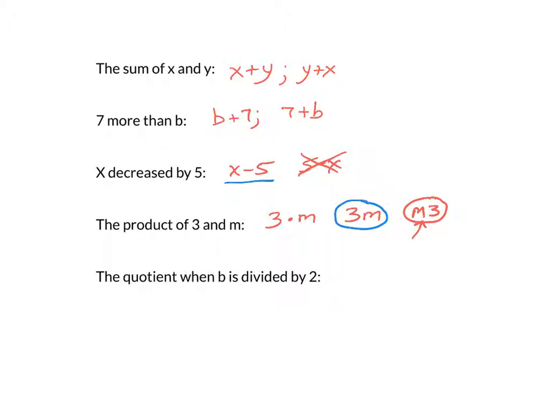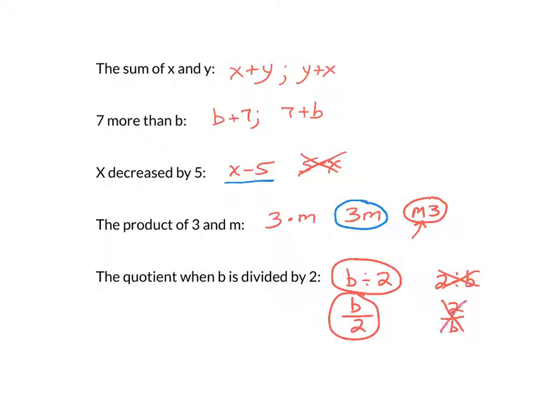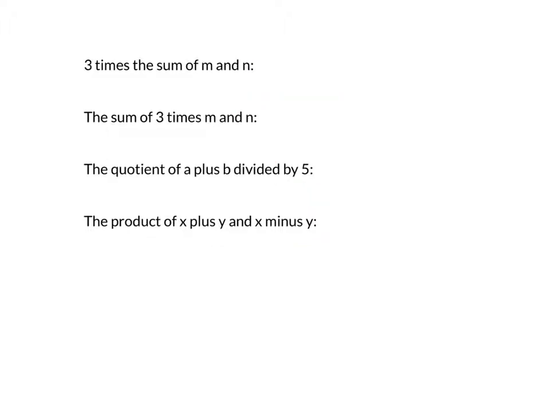The last one, the quotient when b is divided by 2. Quotient means division, so I want b divided by 2. If I wanted to, I could also write it as a fraction, b over 2. So either one of these would work. But remember, division is not commutative, so I could not do 2 divided by b. That would not be correct. I could also not write it as a fraction, 2 over b, because this says the quotient when b is divided by 2.